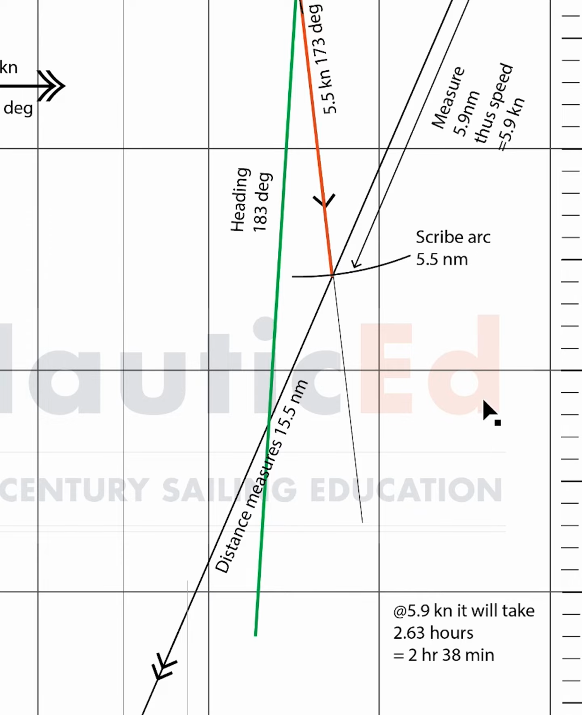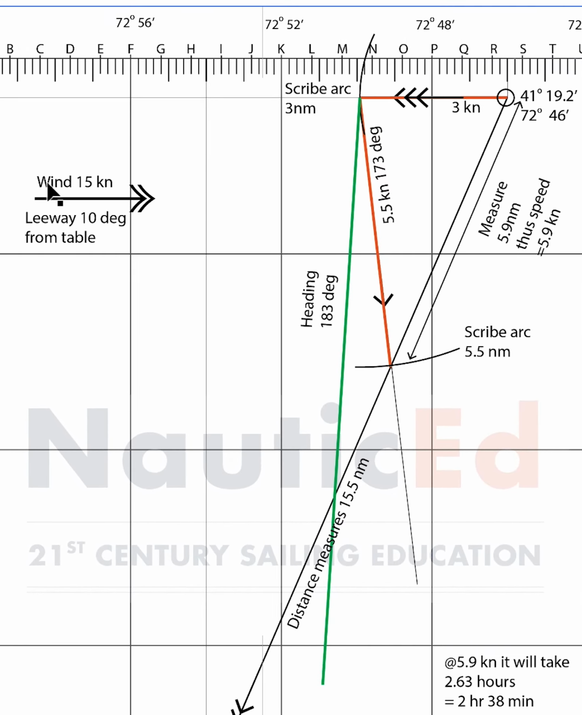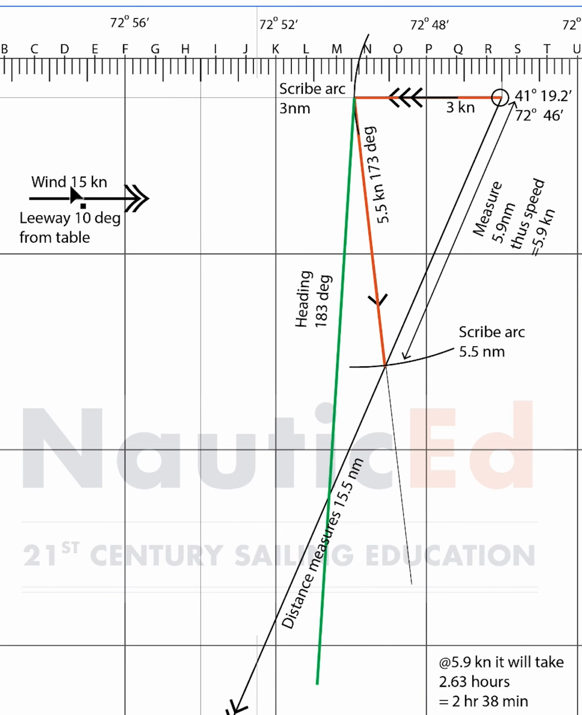Now, the other tricky part of the problem is that we have 15 knots of wind. That is a westerly wind coming out of the west. And if we look on our table for our boat at 15 knots, at this angle to the wind, we would have a leeway of 10 degrees. So it will push the boat in this direction. So we want to add a little bit more to our heading so that we can account for getting pushed towards the east. And so it's 10 degrees.